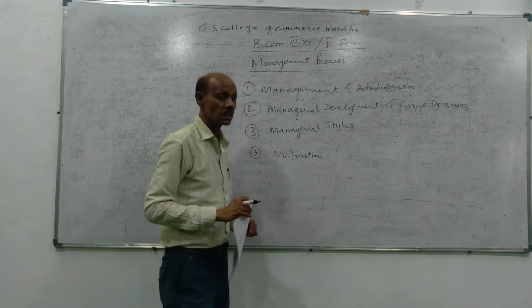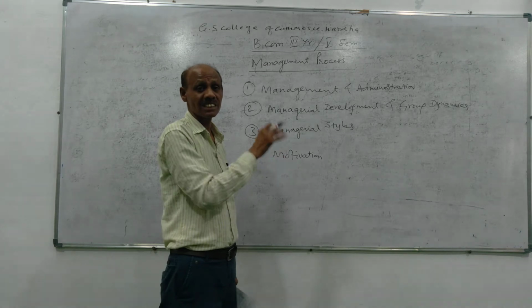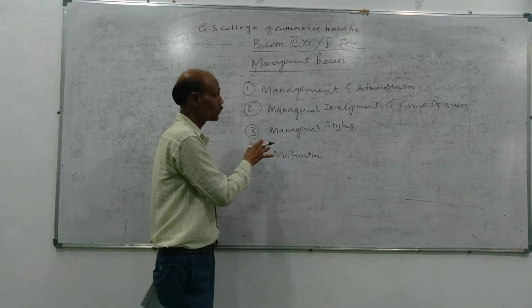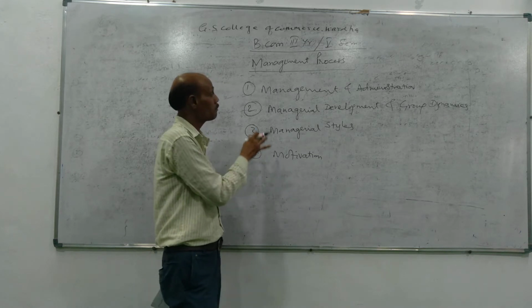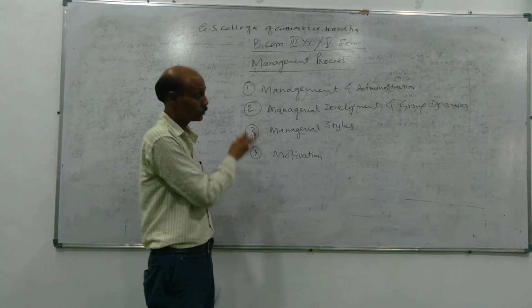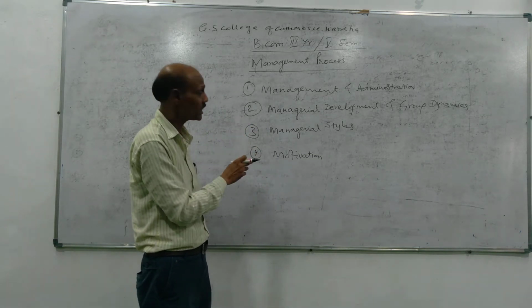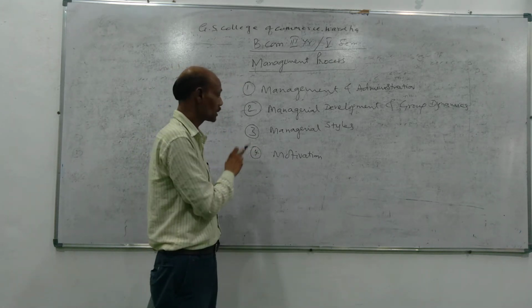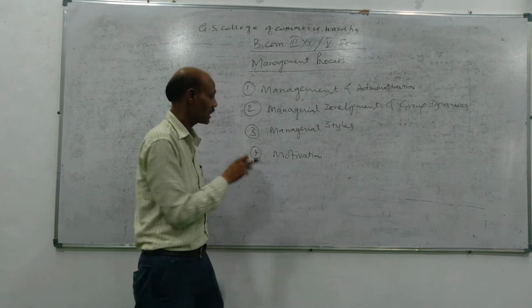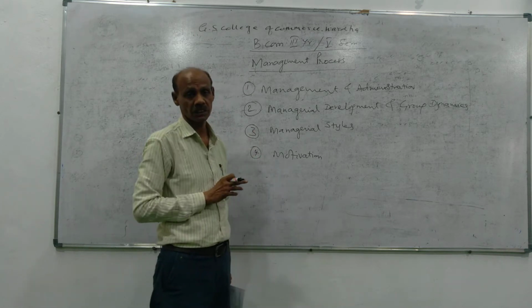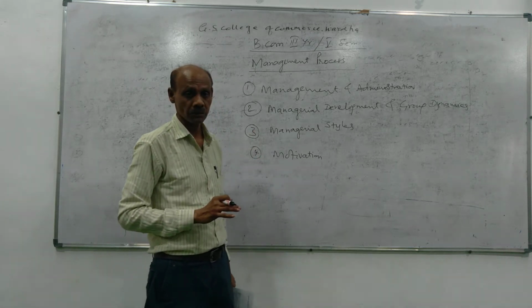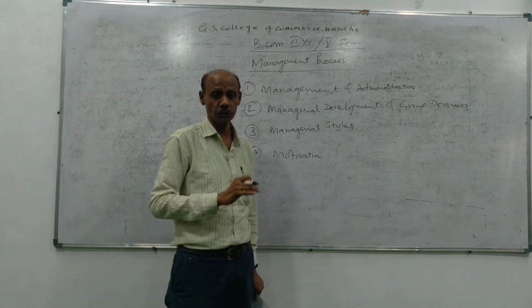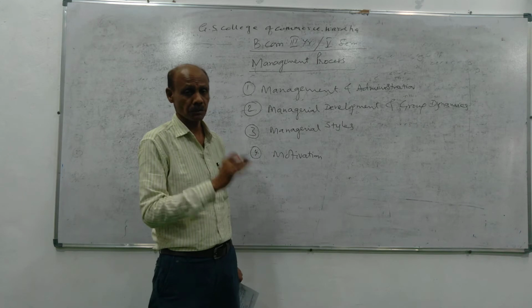This is an overall, crystal clear bifurcation of the 4 units of your management process syllabus. Unit 1 management and administration, Unit 2 management development and group dynamics, Unit 3 managerial styles, and Unit 4 motivation, right? This syllabus has been framed for you keeping in view the BCom 5th semester.